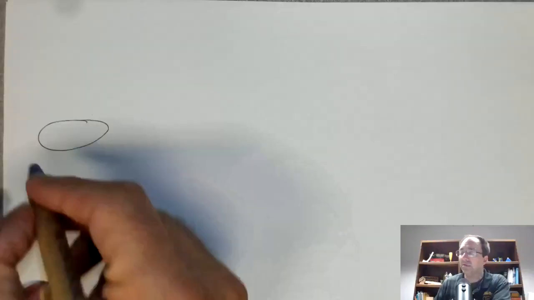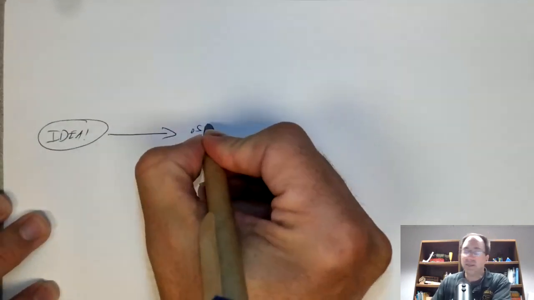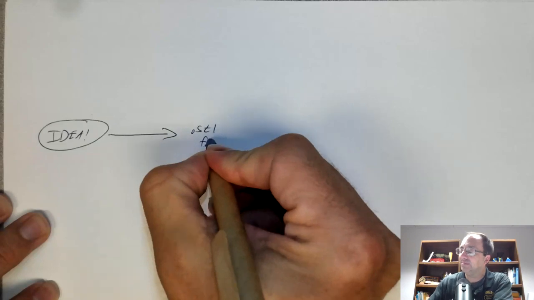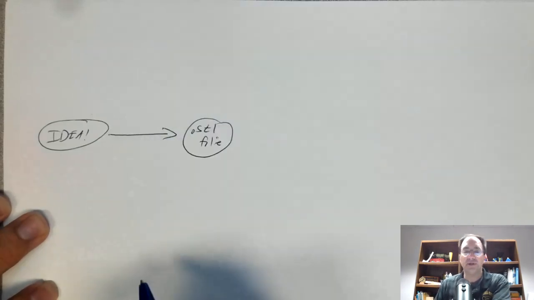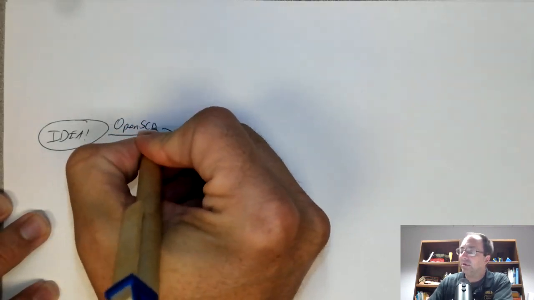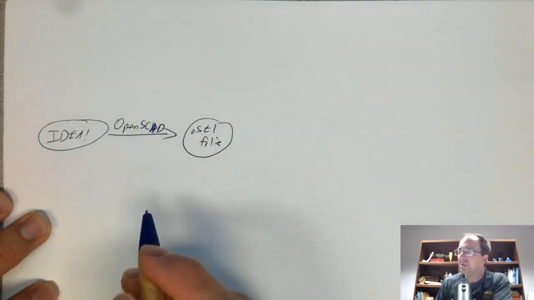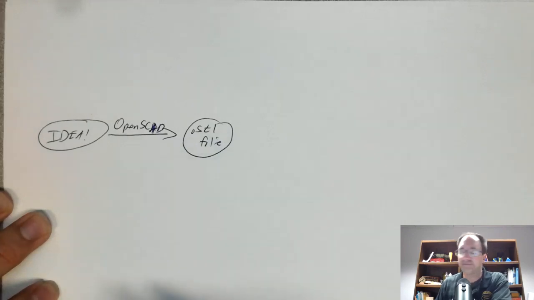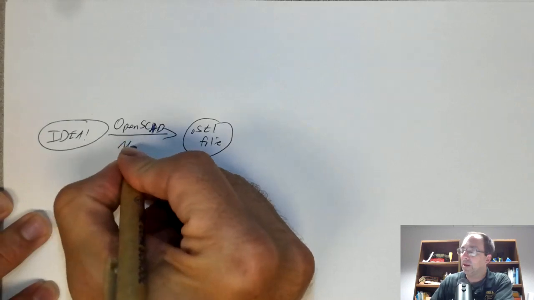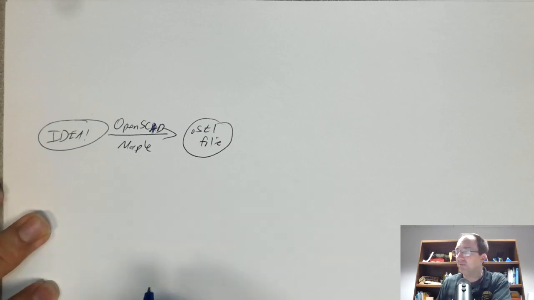And the first step is to have an idea. Maybe this is your mathematical model or something else that you're trying to build, but you have an idea. And the next step is you need to create an STL file. Now, generally to create an STL file, you're going to use something like OpenSCAD, Tinkercad, a computer algebra system, something that will create a stereolithography file. And CAD, by the way, stands for computer-aided design. Now in these videos, we'll mainly focus on Maple and OpenSCAD, however you like to call it.